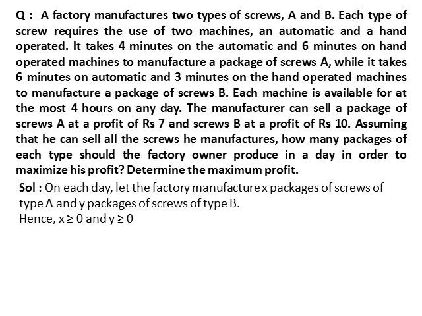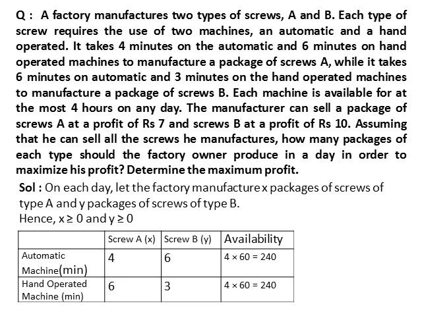Now try to write the given information in tabular form. Students, it is given that to manufacture 1 package of screw A, automatic machine is required for 4 minutes and hand operated machine is required for 6 minutes. Similarly, to manufacture 1 package of screws B, automatic machine is required for 6 minutes and hand operated machine is required for 3 minutes. Also, it is given that daily each machine is available for at most 4 hours. It means machine is available for maximum 4 hours daily.